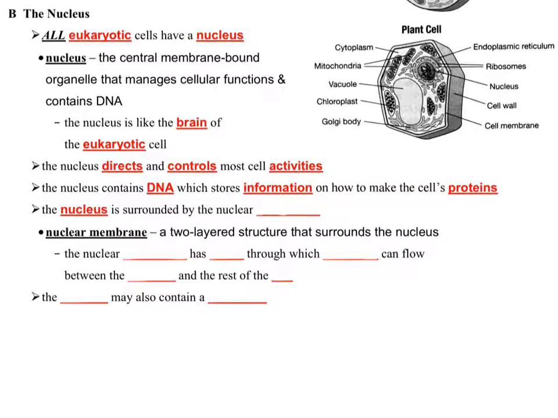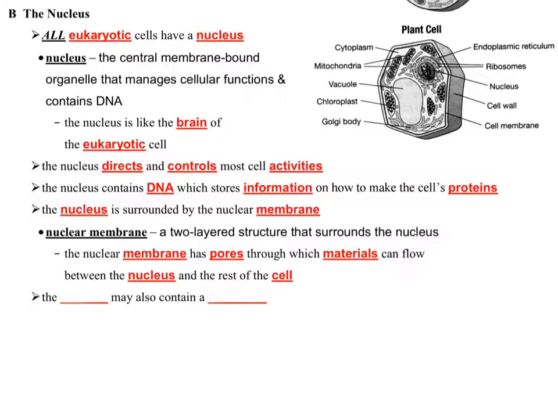So the nucleus is surrounded by a structure called the nuclear membrane, and that is, again, this phospholipid bilayer, similar to what we see on the cell membrane itself. So the nuclear membrane is this two-layered structure surrounding the nucleus, but the nuclear membrane, unlike the cell membrane, is filled with holes. It's filled with these pores, as they're called, and this allows materials to flow between the nucleus and the rest of the cell.